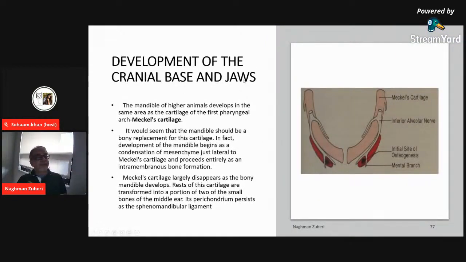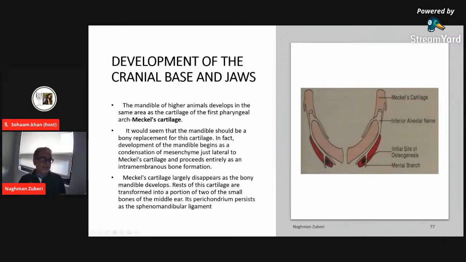Development of the cranial base and jaws. The mandible of higher animals develops in the same area as the cartilage of the first pharyngeal arch, which is Meckel's cartilage. It would seem that the mandible should be a bony replacement for this cartilage. In fact, it is not. It is basically forming around it. Meckel's cartilage largely disappears as the bony mandible develops.